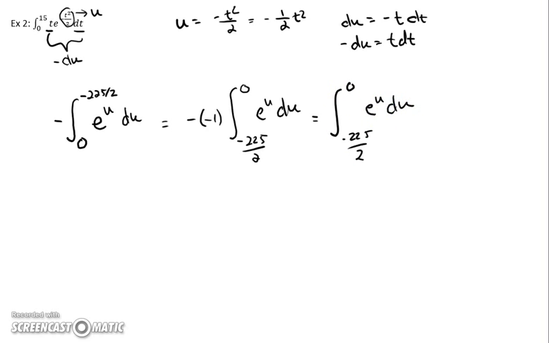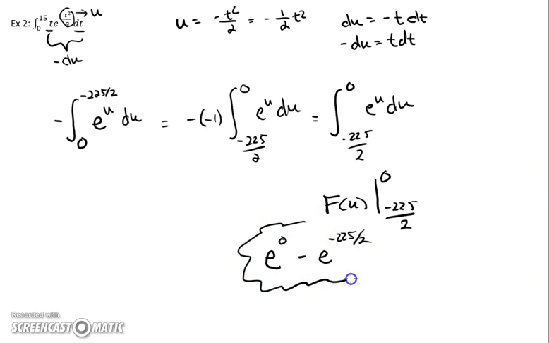Now we didn't write the rule for the antiderivative of e to the u because it's just the opposite of the derivative. The derivative of e to the u is e to the u, so the antiderivative of e to the u is e to the u. So when we evaluate capital F of u from negative 225 over 2 to 0, that's going to be e to the 0 minus e to the negative 225 over 2. So that's going to be our answer. We'll keep it in terms of e. We're not going to try to figure out what decimal that is.